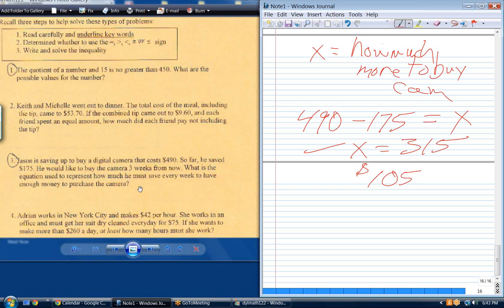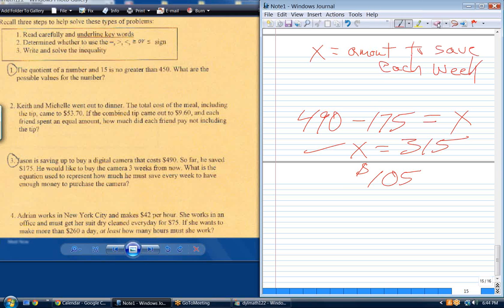So it gets a little difficult if we let X be how much more to buy the camera. Let's go back and change it because it's hard to answer their question now. Instead of letting X be how much more to buy the camera, let's let X be the amount he needs to save each week. Okay. Amount to save each week. And now, once we solve for X, we'll have the answer.